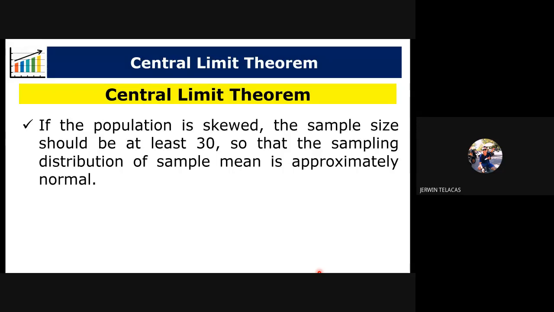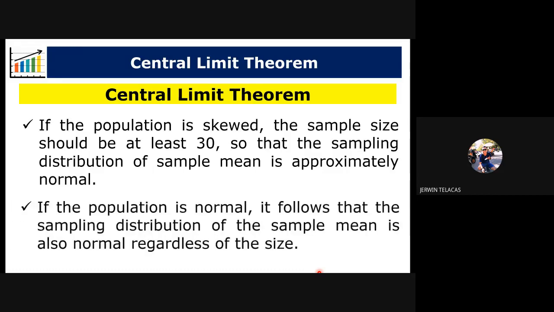So we can assume only a sample na normally distributed if that sample is at least 30. If the population is normal, it follows that the sampling distribution of the sample mean is also normal regardless of the size. So gaya ng sabi ko, kahit less than 30 yan, kung yung less than 30 na yon ay galing sa population na normally distributed, we can still use the central limit theorem.